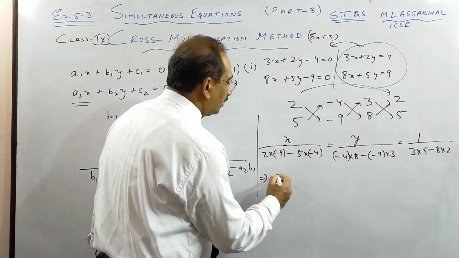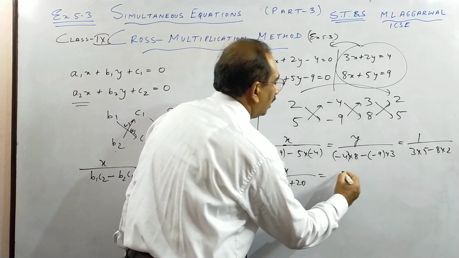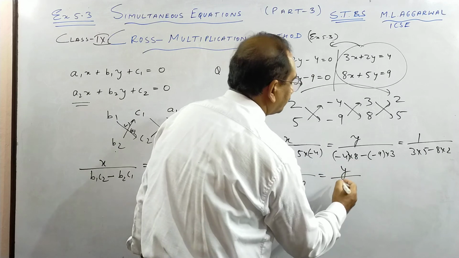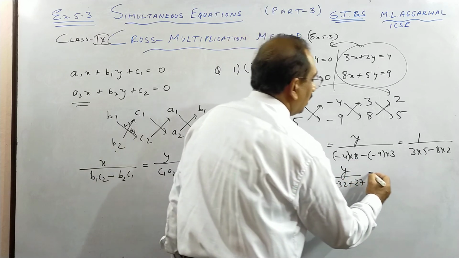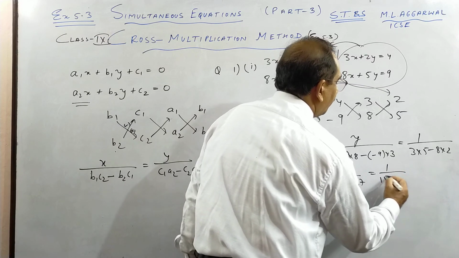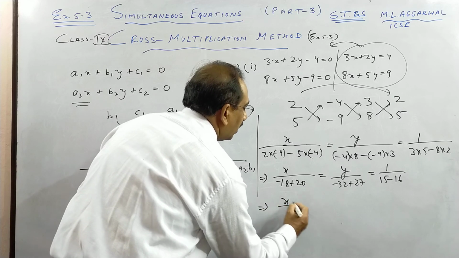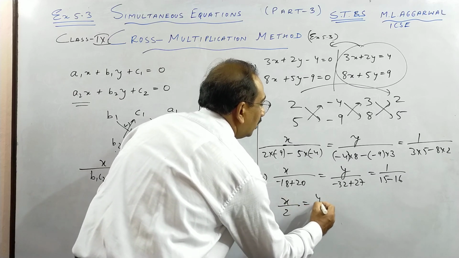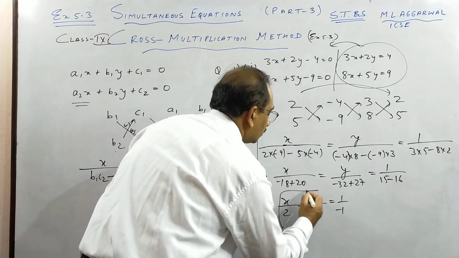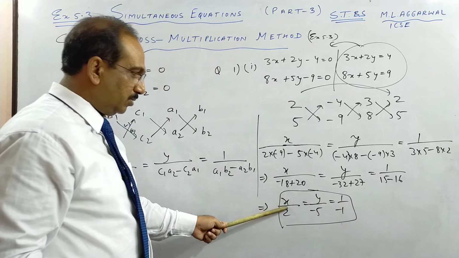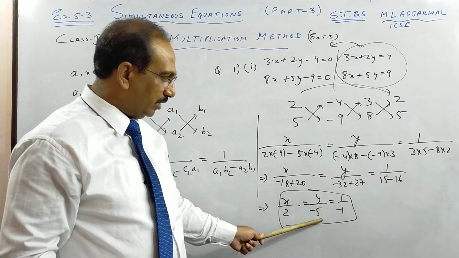So what do we get, children? You see x by minus 18 plus 20 is equal to y by minus 32 plus 27 and 1 upon 15 minus 16. So what do we get? See here, x by 2 is equal to y by minus 5 is equal to 1 by minus 1. So see this very nicely. X by 2, plus 20 minus 18 is 2, minus 32 plus 27 is minus 5.